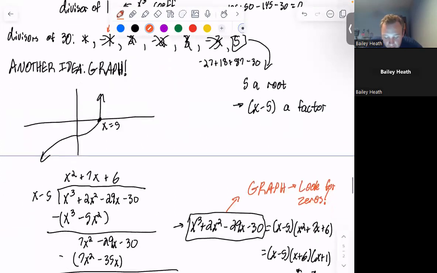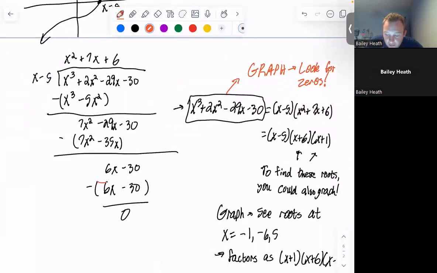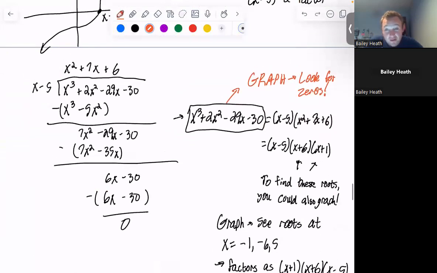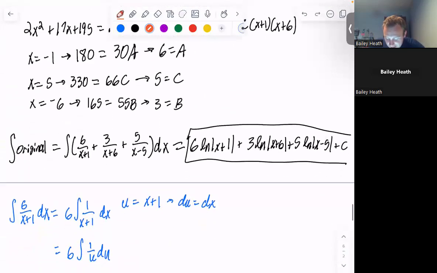Once you find one root, you can also do this polynomial long division. Anyways, that is how I would go about this problem.